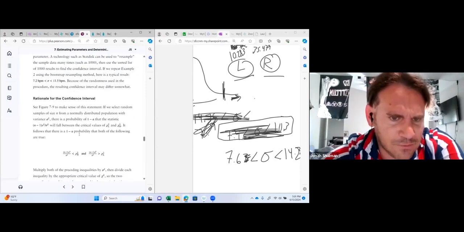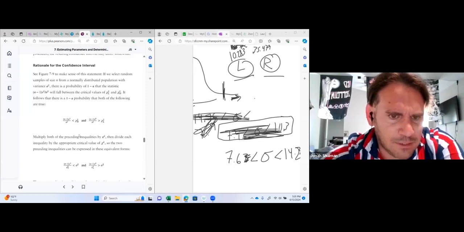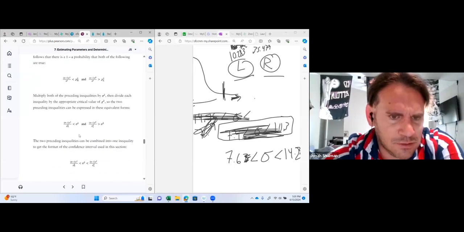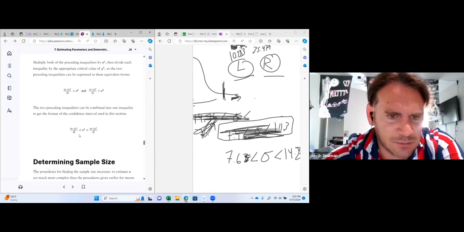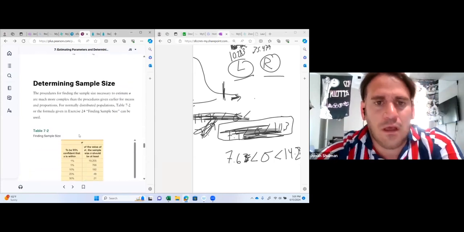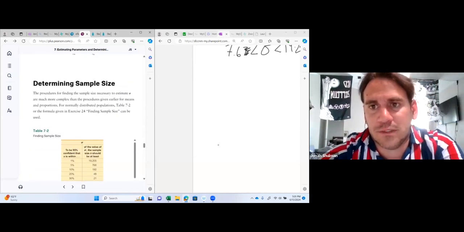Fraction out for the confidence interval. That makes sense. We're just messing with the formula, and you can mess with it as much as you want. All right, here we go. Let's get the sample size.